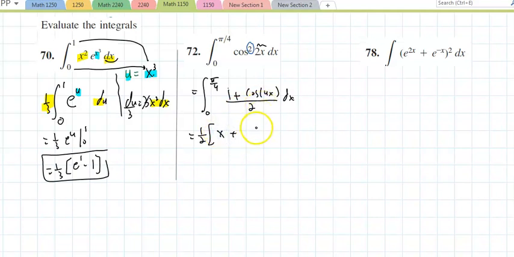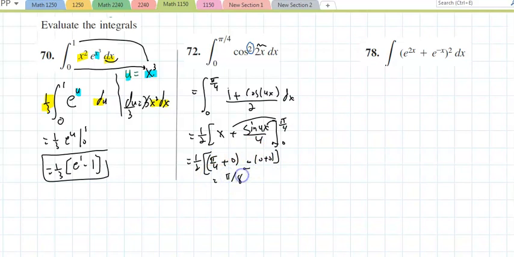And what do you take a derivative of to get the cosine? The sine of 4x, and we divide by 4, evaluate from 0 to pi over 4. That will be 1/2 times pi over 4. If I throw pi over 4 in there, 4 times pi over 4 is pi, and the sine of pi is 0. And if I substitute 0 in, I'll get a 0 plus 0. So basically there it is. The answer is really pi over 8.